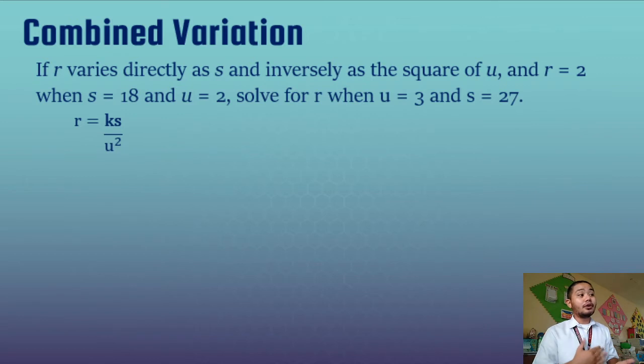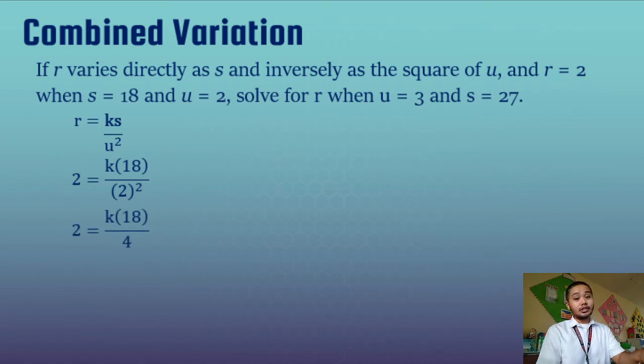Next, solve for the constant of variation by substituting the values of R, S, and U using this one. Ito, R is 2, S is 18, and U is 2. So, yung R, palitan ng 2. Yung S, palitan ng 18. And yung U, palitan ng 2. As you can see on our screen. Simplify natin yung denominator sa right side, that would be 4. Tapos yung 18 over 4, lowest term natin yan, that would be 9 over 2.